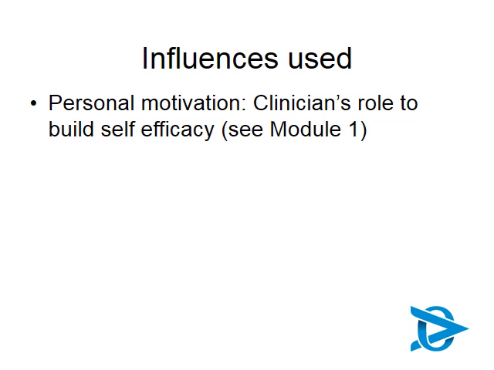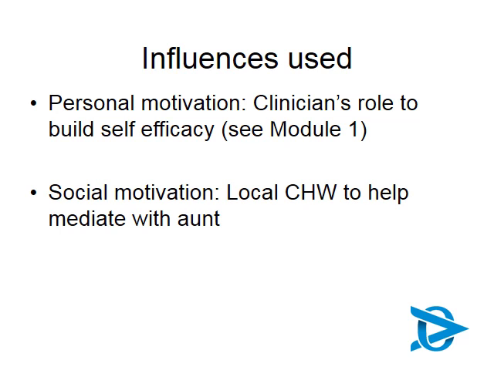On the level of personal motivation, we are engaging positively with Thandi. This increases Thandi's personal motivation to take treatment and to become virally suppressed. On the level of social motivation, Thandi has helped to identify a community healthcare worker in her community whom she trusts and who knows her aunt well. She gives you permission to contact the community healthcare worker and to arrange for her to visit Thandi and her aunt and help with disclosure.